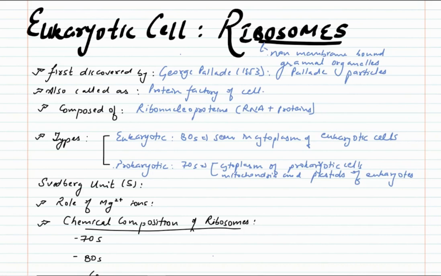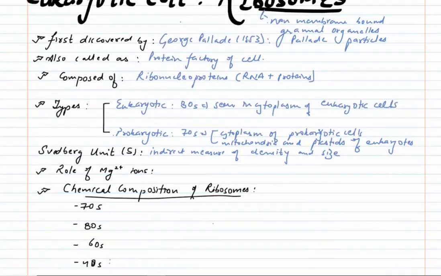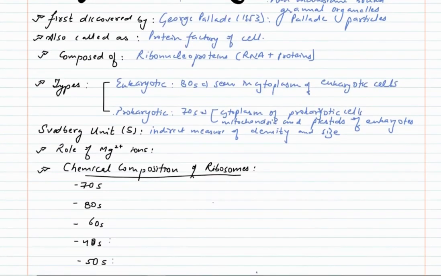Now here in both 80S and 70S, S stands for Swedberg unit, which is an indirect measure of density and size. Swedberg unit is an indirect measure of density and size.